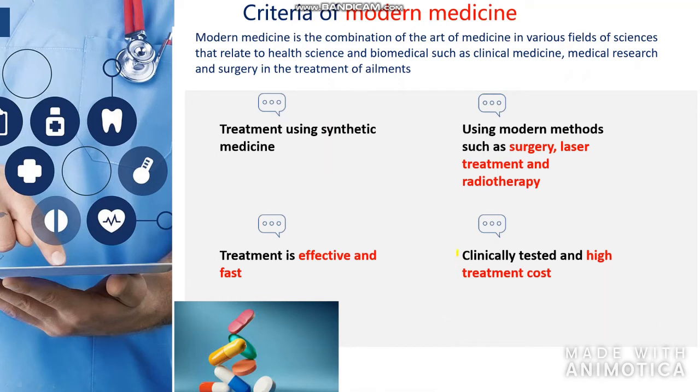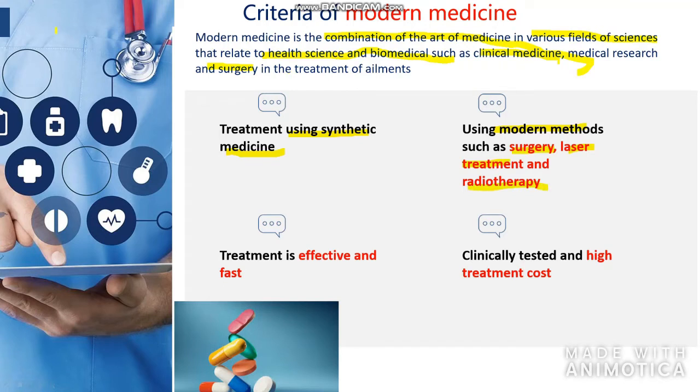Next, look at modern medicine. What is meant by modern medicine? Modern medicine is a combination of the art of medicine in various fields of science. Various fields of science that relate to health science and biomedical, such as clinical medicine, medical research, and surgery in treatment. So, in modern medicine, we are going to use synthetic medicine. That means the medicine that is produced in the laboratory. We use modern methods such as surgery, pembedahan, laser treatment, and also radiotherapy.